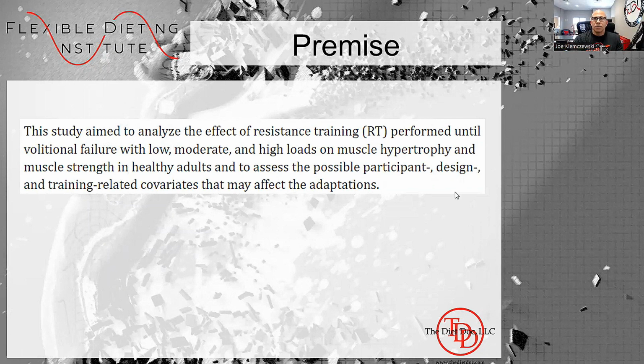So let me read this real quick with you. This study aimed to analyze the effect of resistance training performed until volitional failure with low, moderate, and high loads on both muscle hypertrophy and muscle strength in healthy adults, and to assess the possible participant, design, and training related covariates that may affect the adaptations.